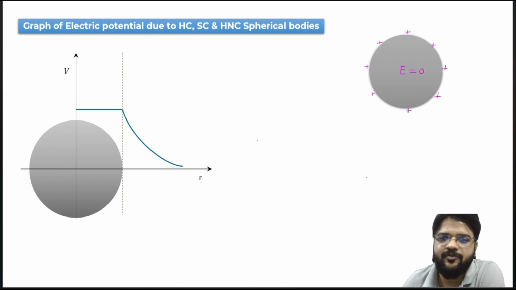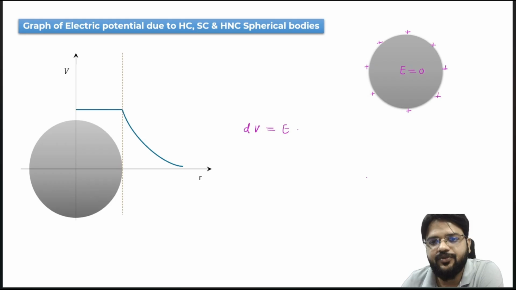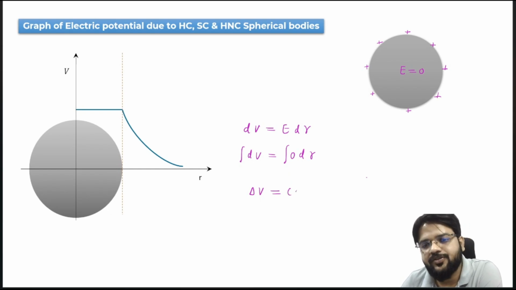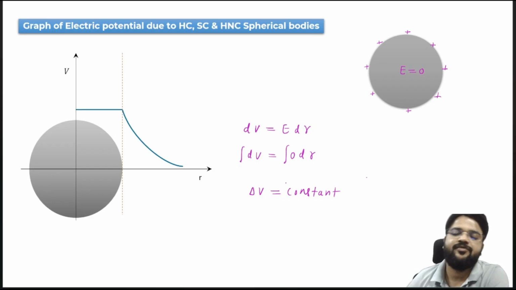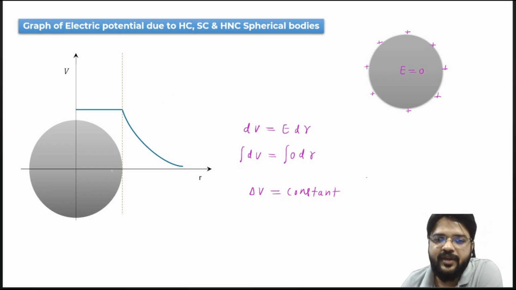What about the potential? How will the potential vary? We know one relation, everyone, between the potential and the electric field, dV equal to minus E dr. We are looking for the change in potential. The electric field is 0, so we put E equal to 0 and integrate. If we integrate dV, we get delta V, which is the change in potential, and if we integrate 0, then it is constant. This means if the electric field is 0, then the potential is constant, everyone. The potential is not varying here; it is the same everywhere.